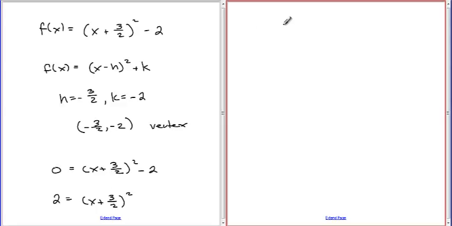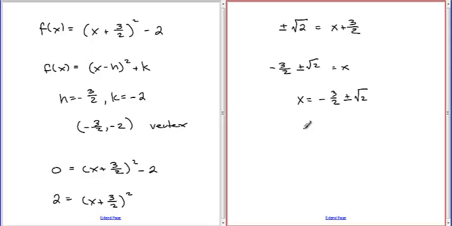Then you take the square root, so we get plus or minus the square root of 2 is equal to x plus 3/2. Then we subtract 3/2 from both sides to eliminate that on the right-hand side. So you get negative 3/2 plus or minus the square root of 2 is equal to x, or x is equal to negative 3/2 plus or minus the square root of 2.